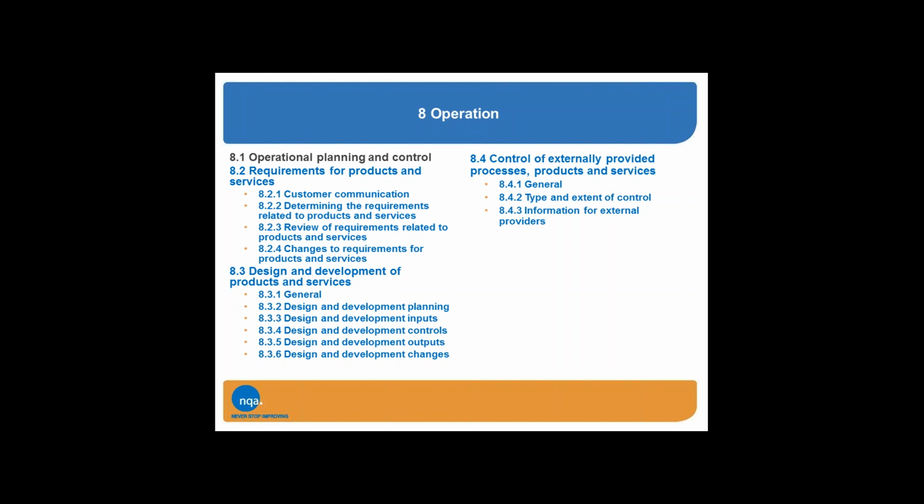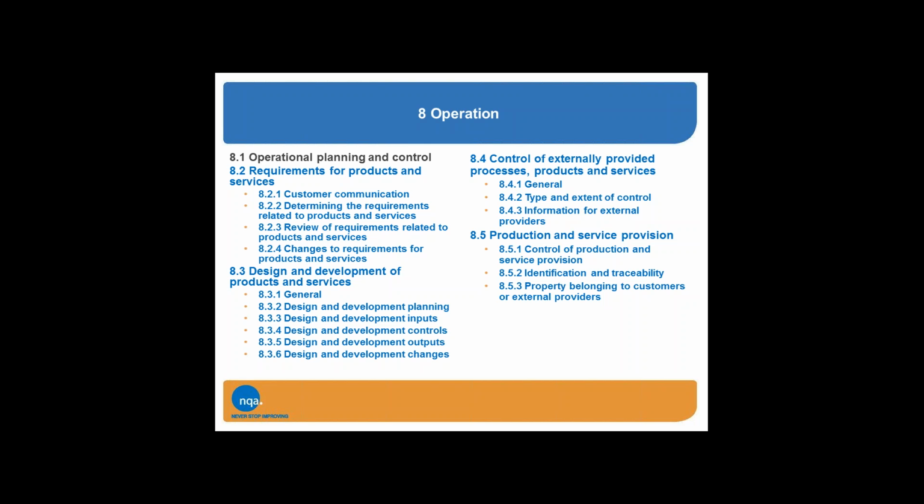We need to think about what information we need to provide for our external providers. Then the general requirements around our product and service provision. How do we control that? Identification and traceability. I would suggest this is very familiar territory to us all. Property belonging to customers or external providers.